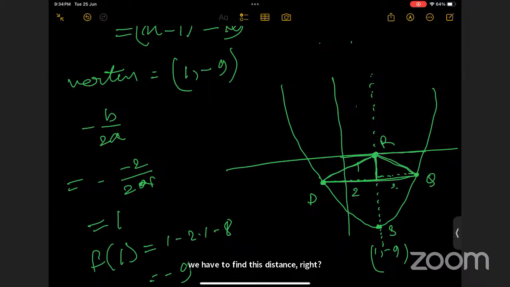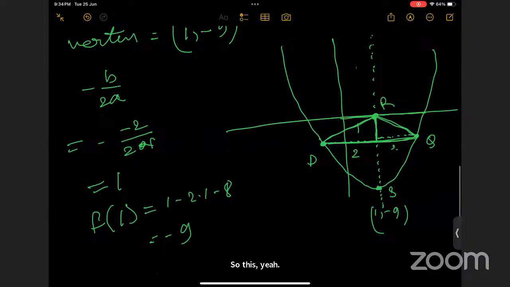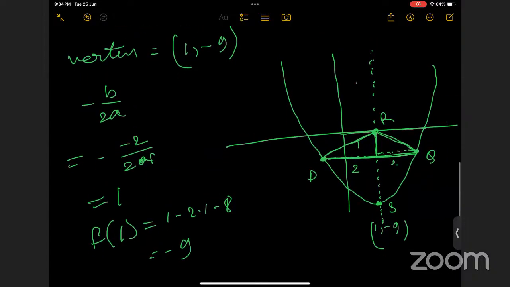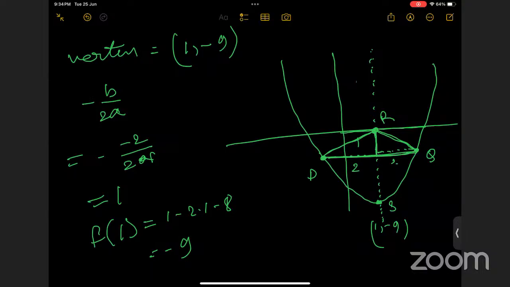Yes, ma'am. Because we are taking PQ as the base. And the second question is PQS. So we have to find this distance also, the height of this.